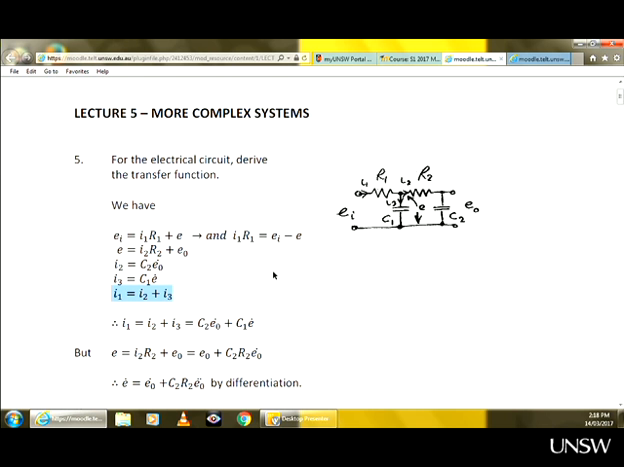Now, this looks like everything we can write about the system has been written. But if you're not sure, have another check. 1, 2, 3, 4, 5 equations. So we have written 5 equations. How many variables? We have 3 voltages, EI, E, and EO, and 3 currents, I1, I2, I3. So that's 6 variables, 5 equations.